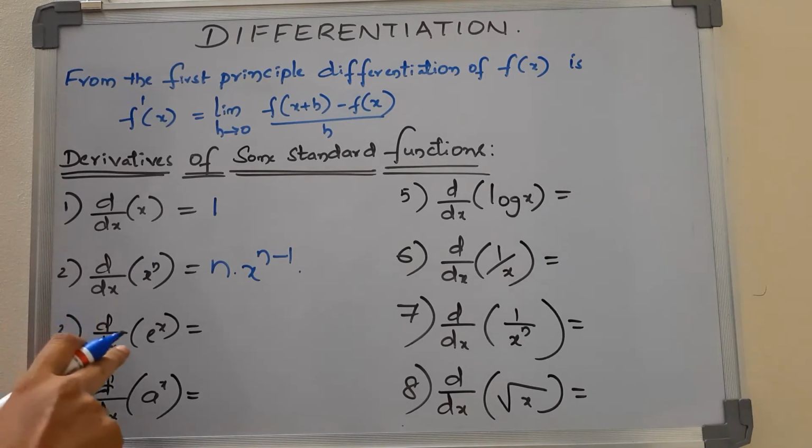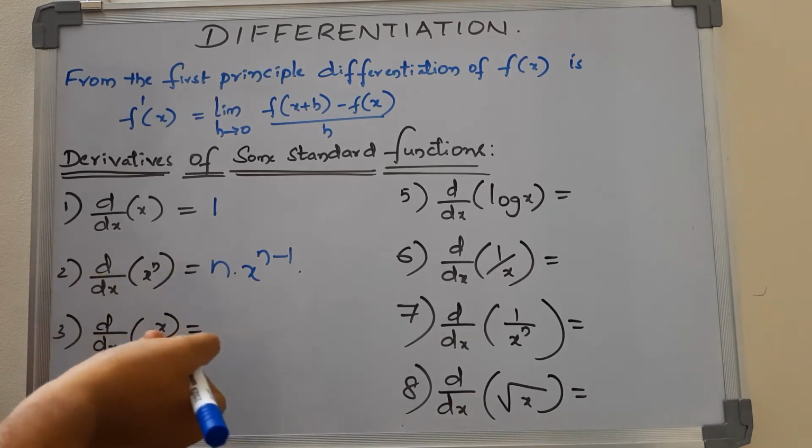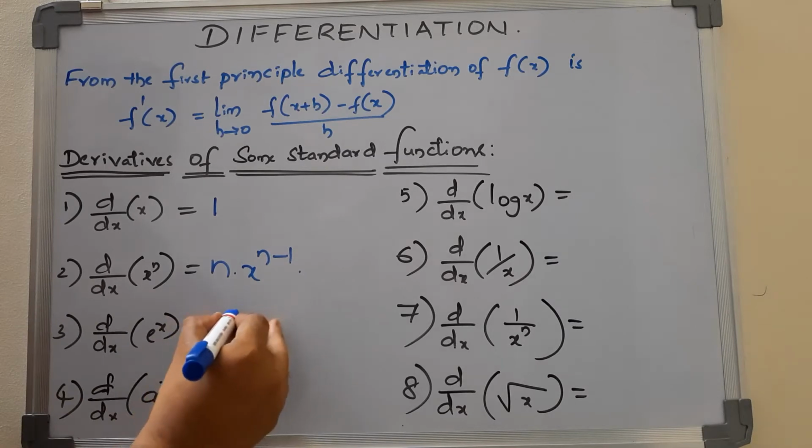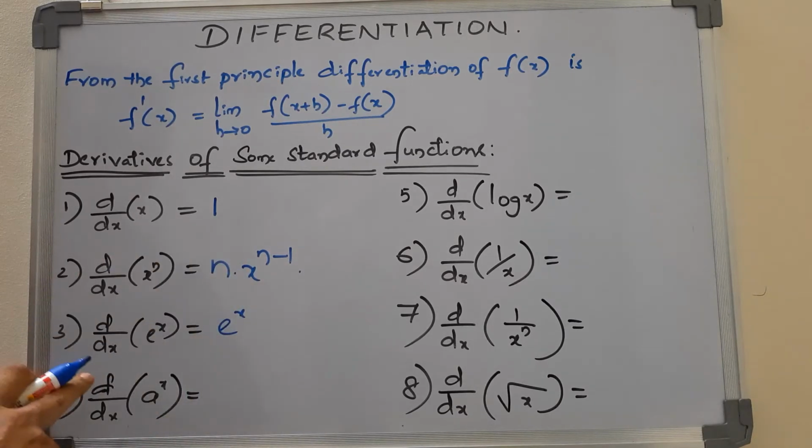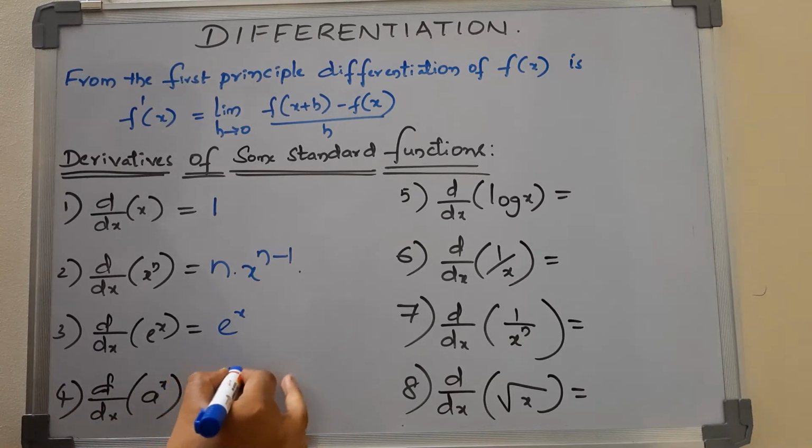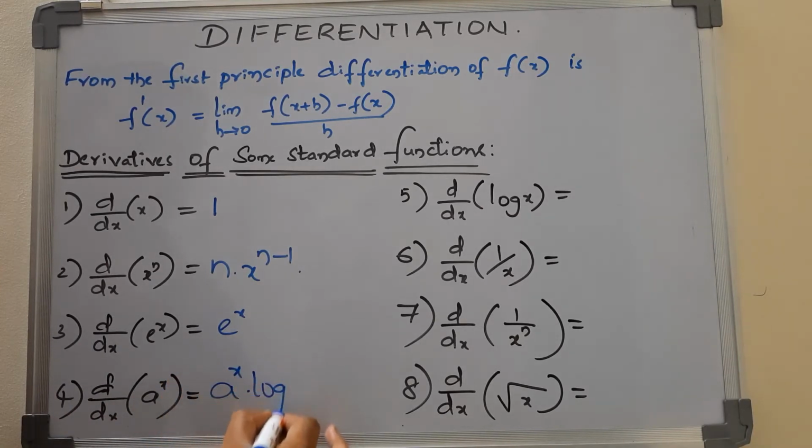Next, d by dx of e to the power of x. The derivative of e to the power of x is e to the power of x only. The derivative of a to the power of x can be written as a to the power of x into log a.